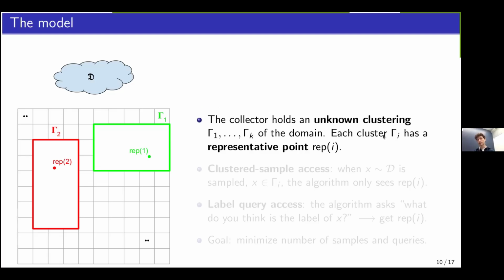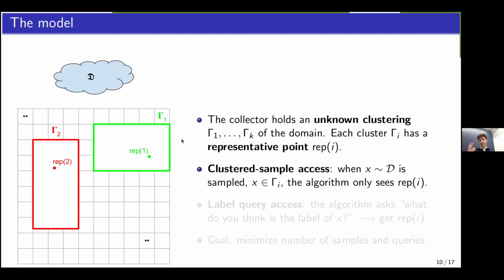And each cluster gamma i contains a representative point in the space, denoted by rep i. So here the green cluster is the cluster gamma 1 with rep 1 point here, and gamma 2 is the red one with rep 2 here. And now I can describe the access to the input that we're going to assume.